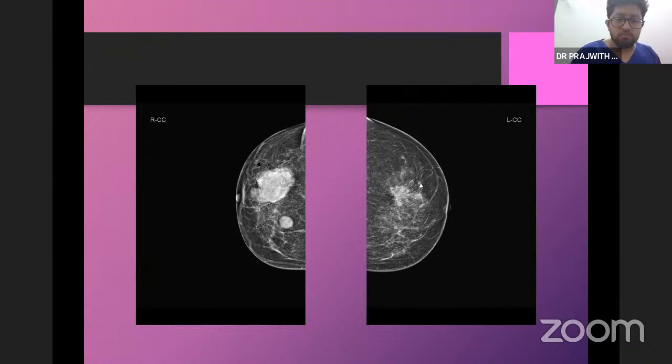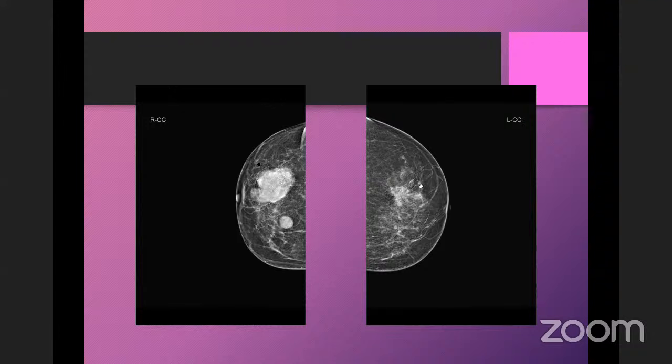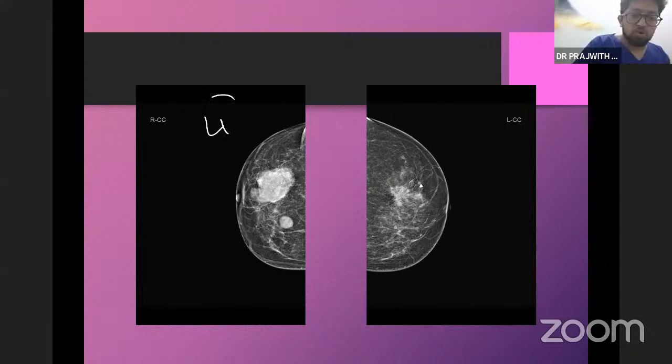BIRADS category, what can you give for this? BIRADS score 4, sir. Okay, BIRADS 4, good. Everything, the features are looking towards malignancy. 4 you can give for this.